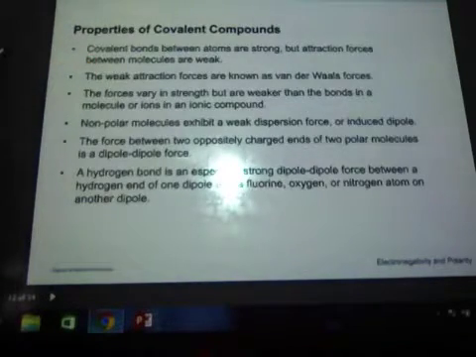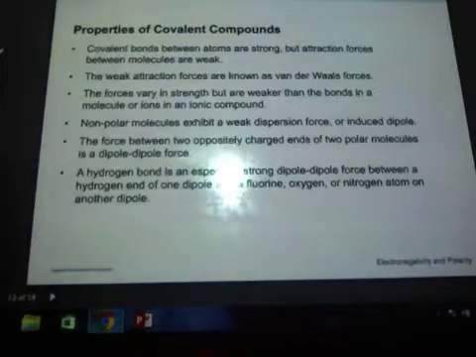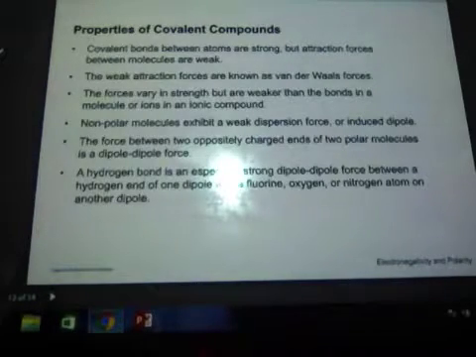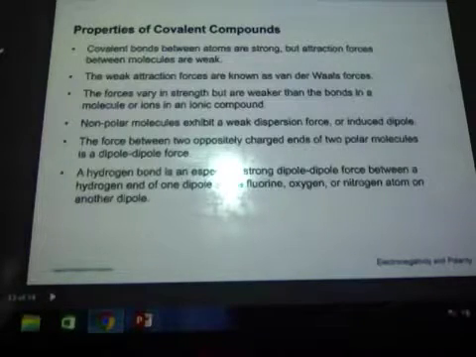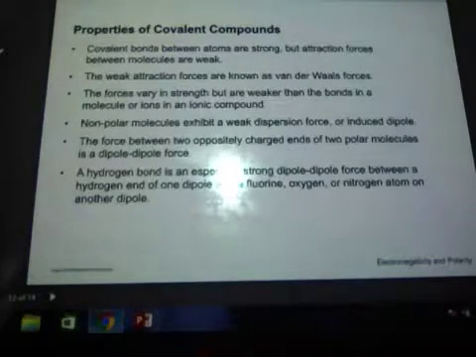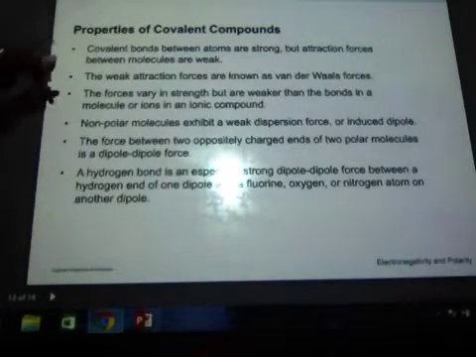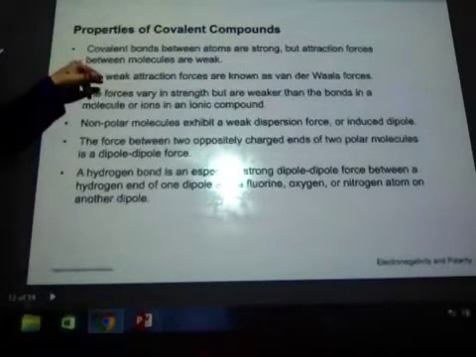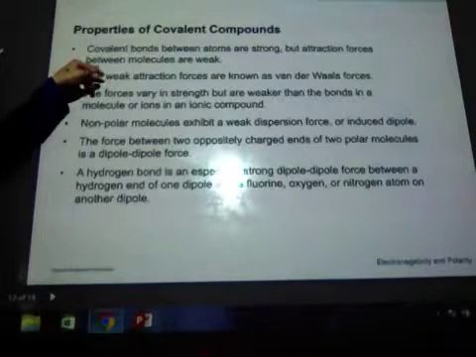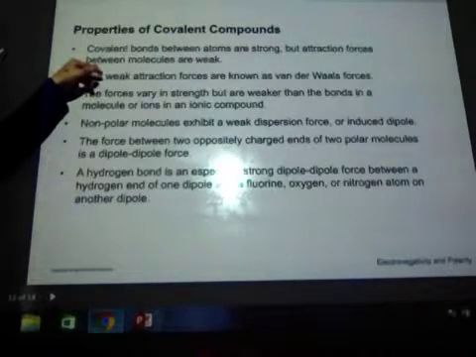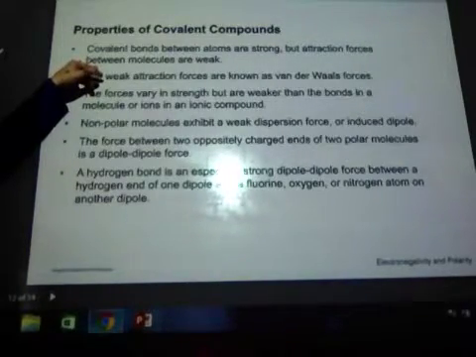So covalent bonds between atoms are strong, but their attraction forces are not. An ionic compound we talked about over and over again, held very tightly together, hard to break apart, high melting point, high boiling point. Covalent bonds, the attractive forces are not strong, they're weaker, so they should be much easier to melt, to boil, etc.